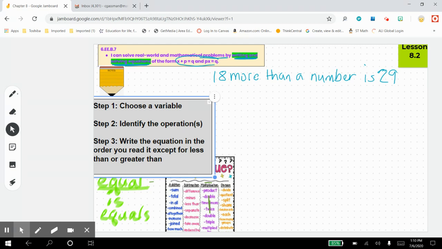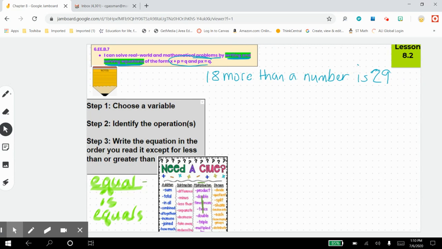First of all, we're going to choose a variable. I have 18 more than a number is 29. When you see that word number, this usually is your variable. When they say number, I'm just going to put an n here today to identify it. That's my variable. Now I'm going to have to identify the operation. I have the words more than right here. More than is on the chart for addition, so I'm going to be adding.